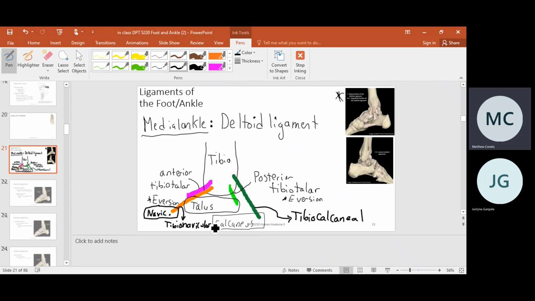Yes? Can you demonstrate the inversion, eversion when you get hit lateral? Yeah, okay. I can't do the eversion very well. So I can't do it. All right.